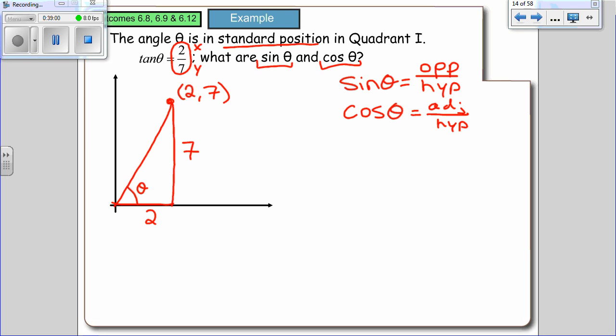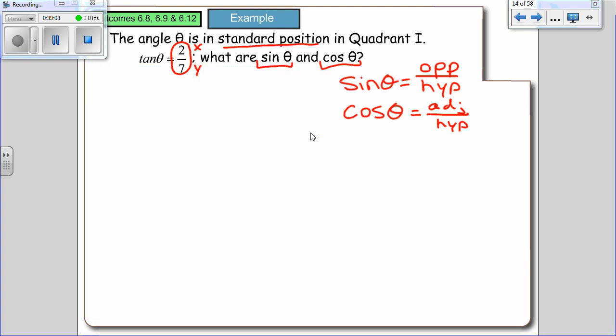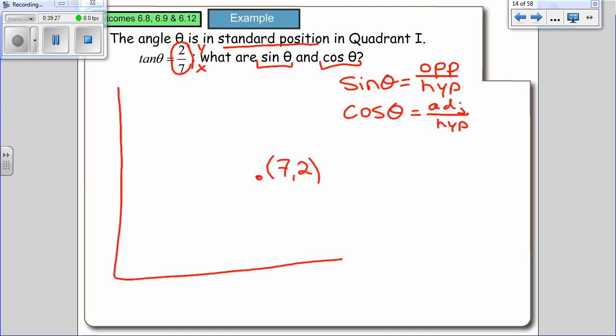I got so excited. And that's like the formula that we talked about. So that is, oh, here we are. My apologies. That makes our triangle like this, which would be, I almost did it again, 7, 2.